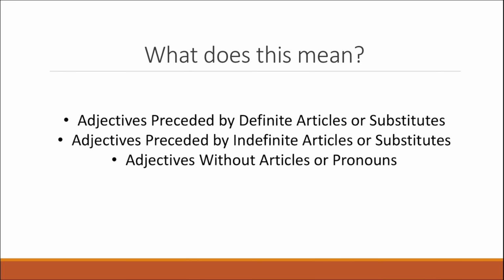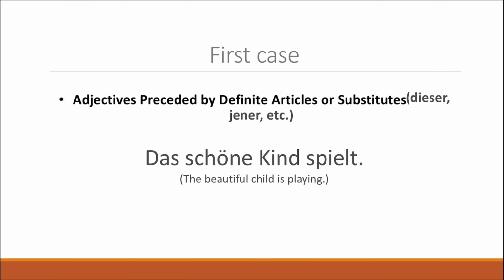Well, in German, we have three cases. We either have adjectives preceded by definite articles or substitutes, or adjectives preceded by indefinite articles or substitutes, and we have adjectives without articles or pronouns. So let's start with the first case.